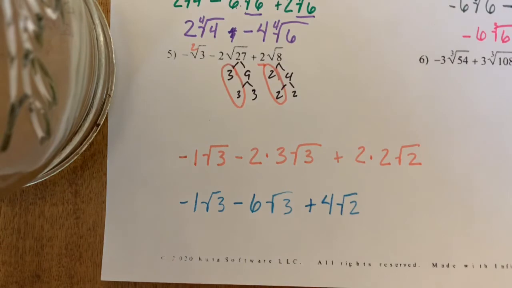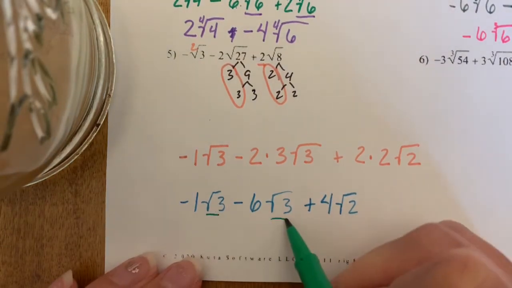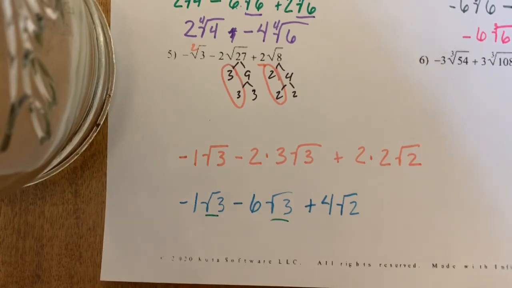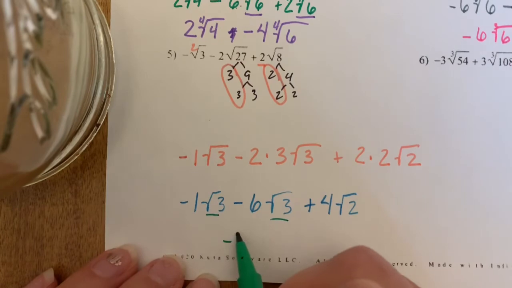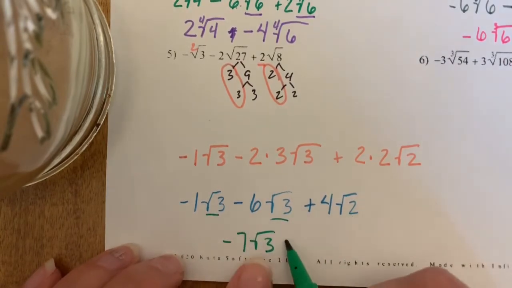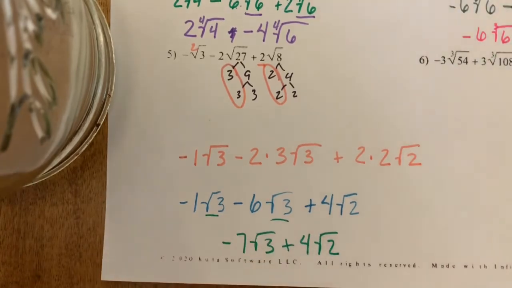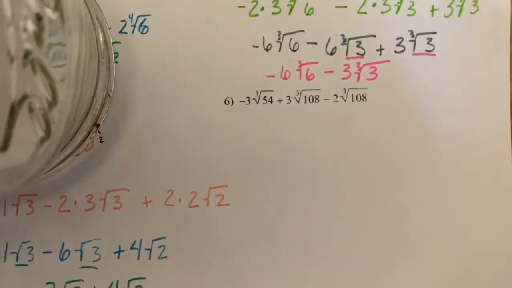So now we can combine like terms. So my like terms are my square root of 3. They're what's exactly the same. So I have a negative 1 plus a negative 6 is a negative 7 square root of 3. And I don't have anything to combine with the square root of 2, so it stays the square root of 2. Last one.